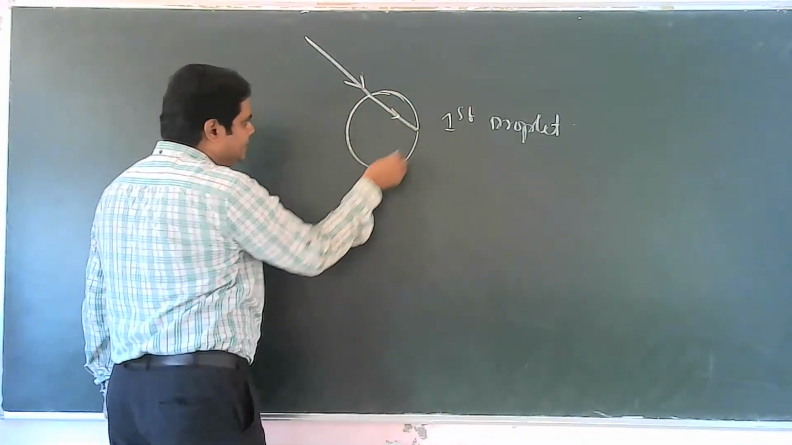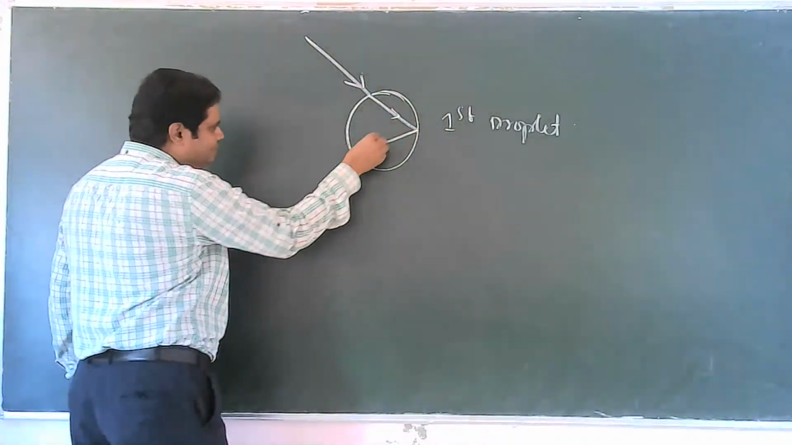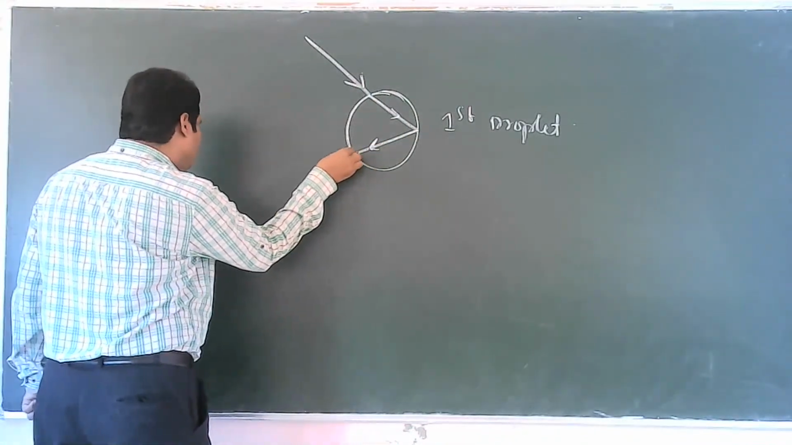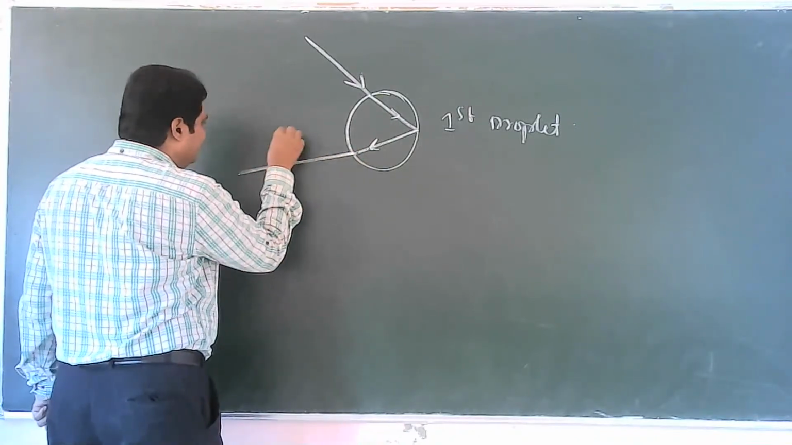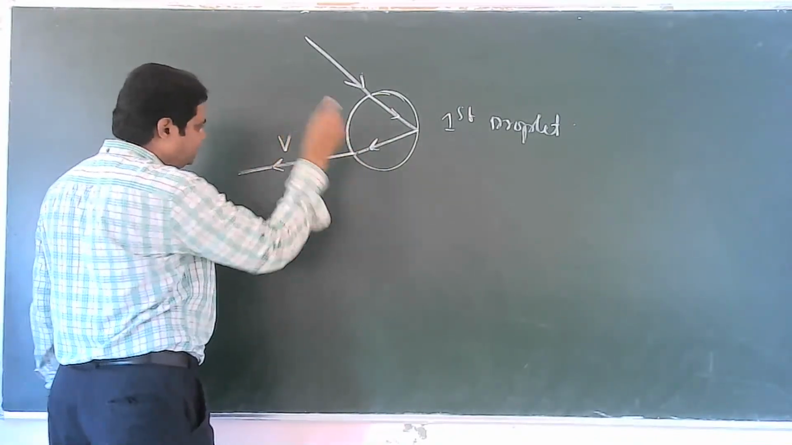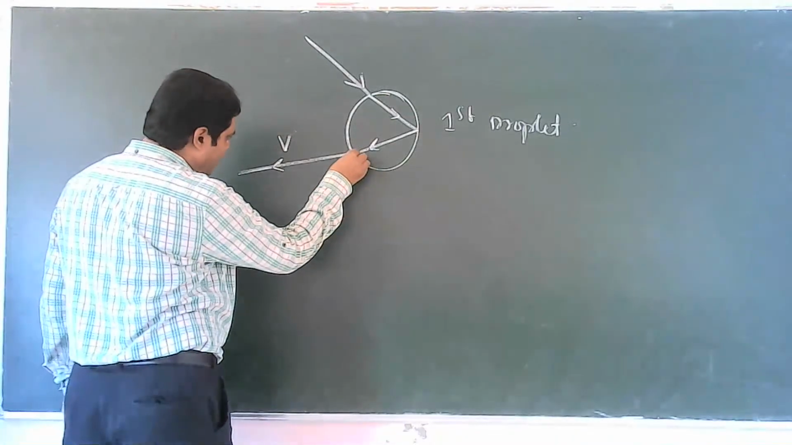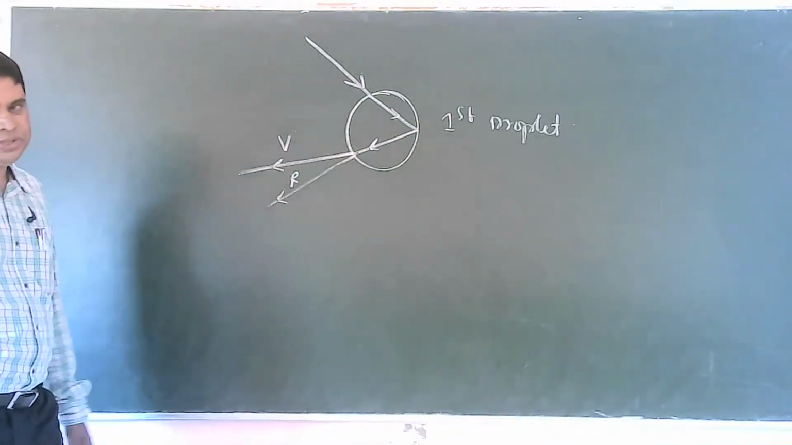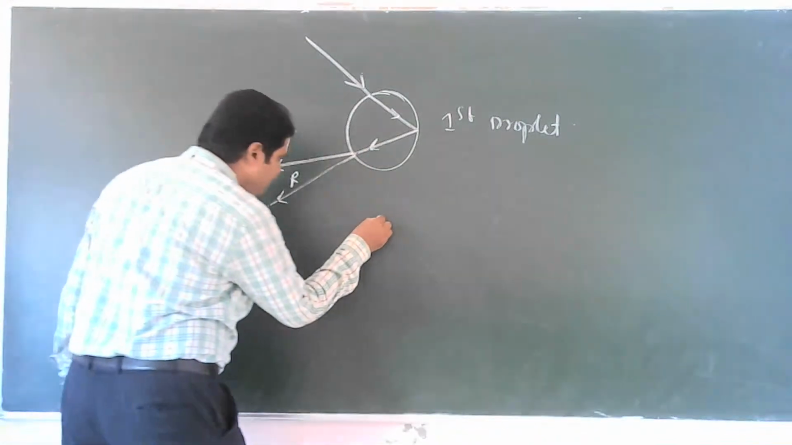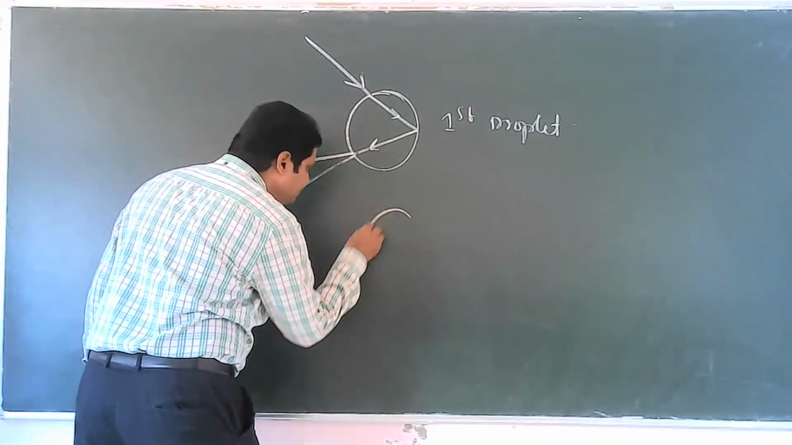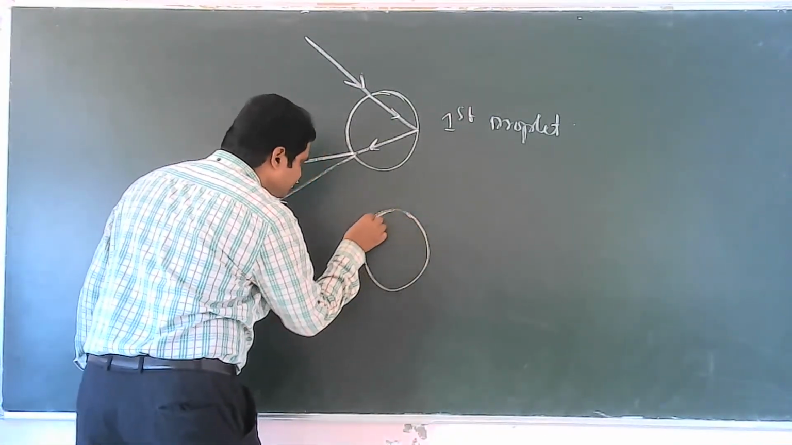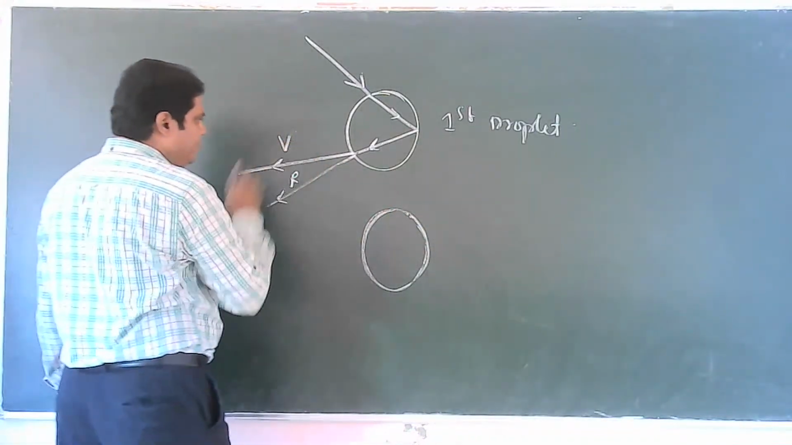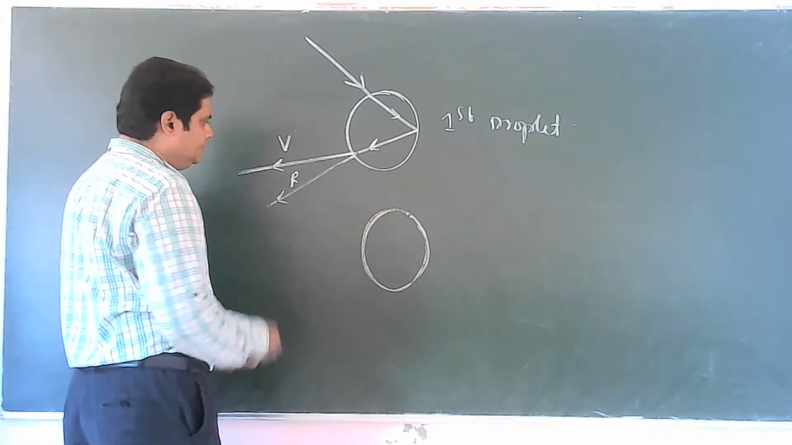Refraction, total reflection, and we observe what here? Violet, most deviated, and red. This is due to the first droplet. Let us consider one more drop somewhere here. This is violet, this is red.